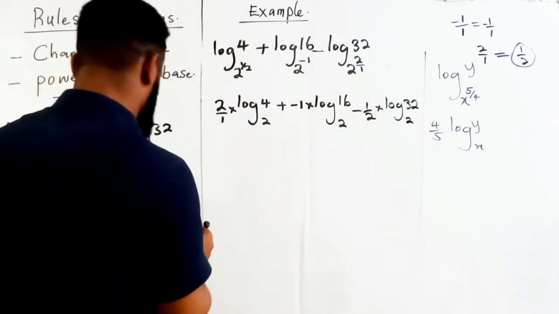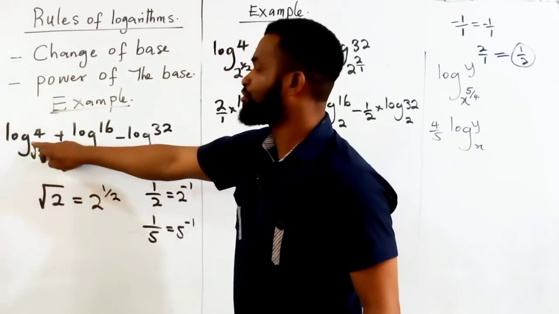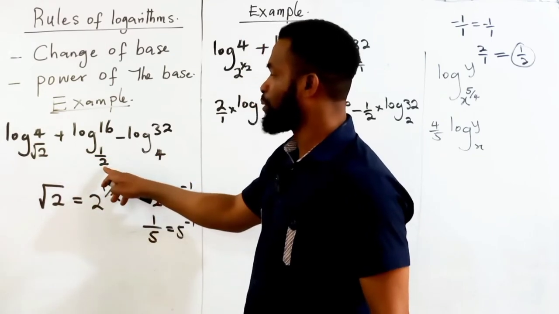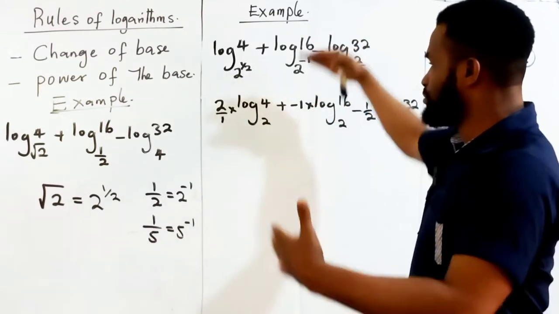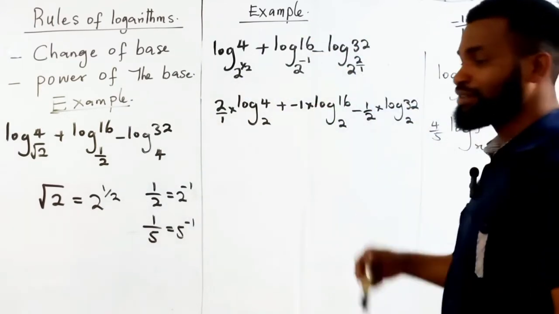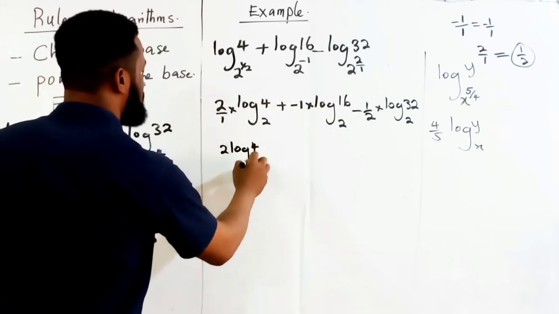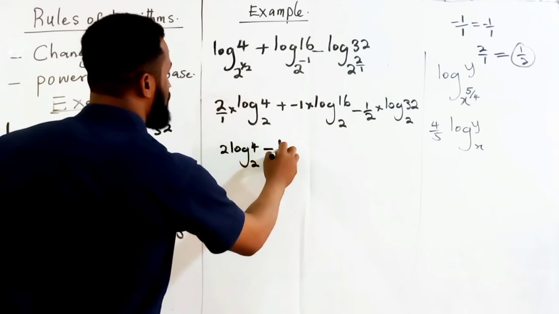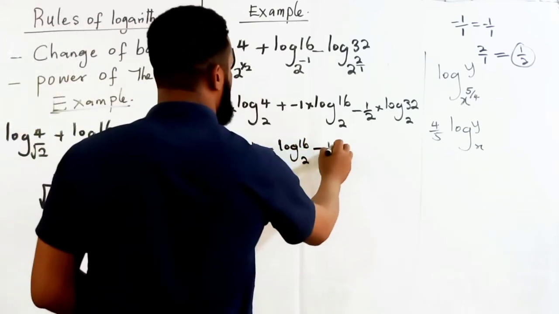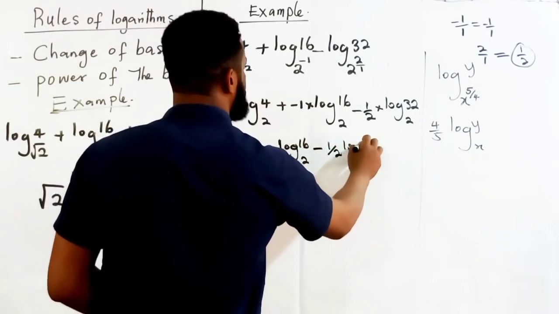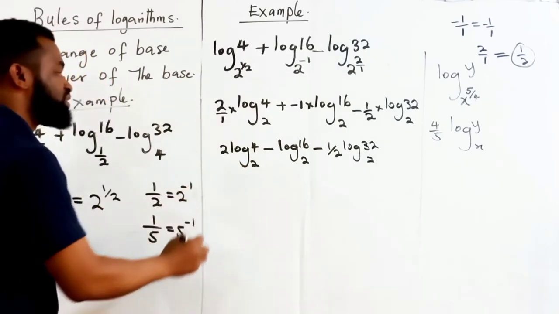So you see, that which had the power square root and the problem in base 2, which tends to be this, and this, has been reduced to all this. All right? So let's move further. I have 2 log 4 base 2 minus log 16 base 2 minus 1 over 2 log 32 base 2. I have lost them. That is the principle. But then let's finish it.